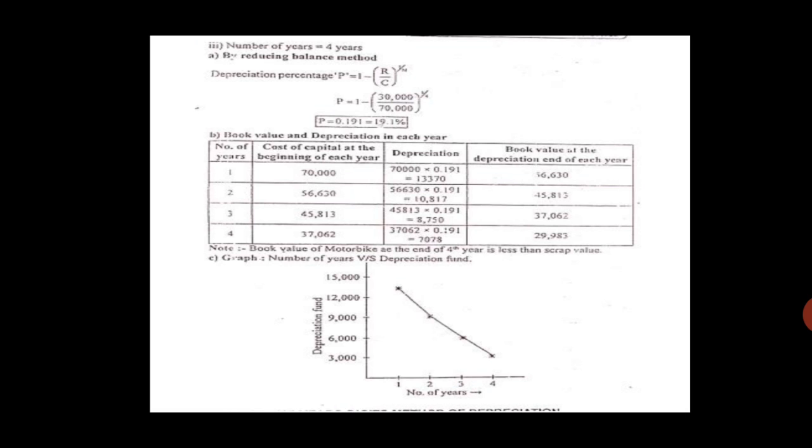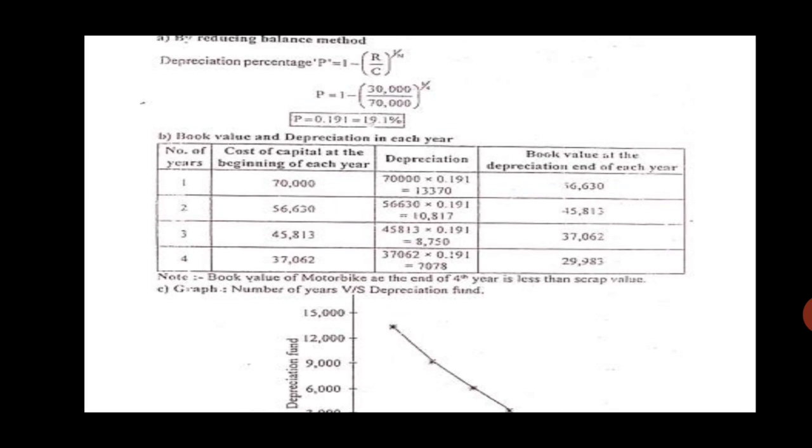So again we will have a table of 4 columns. The life is 4 years only. For easy calculation they have given a small number of years, otherwise they can give 15-20 years also. But for ease of computing they have only shown 4 years. So number of years, first is 1, 2, 3, 4. Second is the cost of the capital at the beginning of each year. Third is the depreciation, and fourth is the book value at the end of each year. After depreciation, what is the book value?